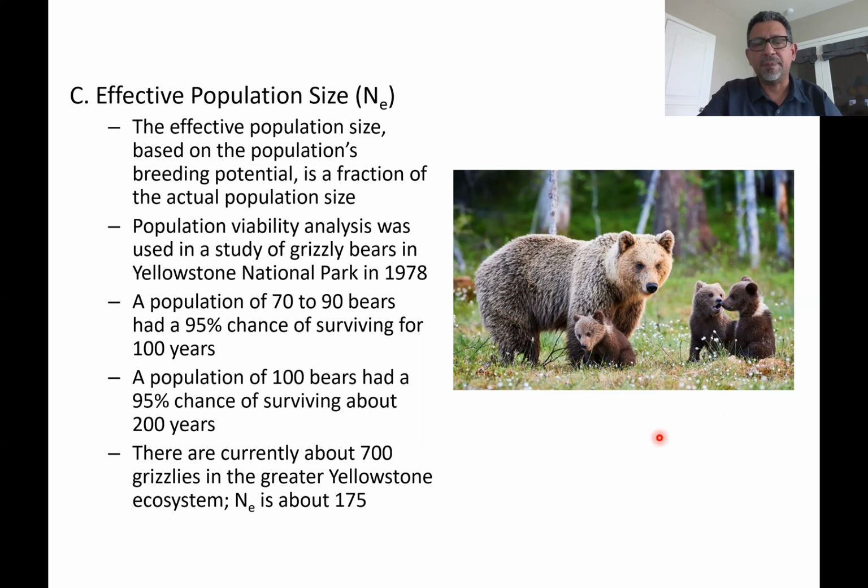So you can see how adding a few more individuals can significantly increase the survival outlook for a population. It is estimated that currently there are about 700 grizzly bears just in the greater Yellowstone ecosystem, which, by the way, includes states of Montana, Idaho, and Wyoming. That's where this area we're talking about is located. And it is estimated that this effective population size is about 175 grizzly bears. And that means that overall for the greater Yellowstone ecosystem, grizzly bears have a healthy population number. And we don't have too much of a concern in terms of the survival for this species, at least in the short term.